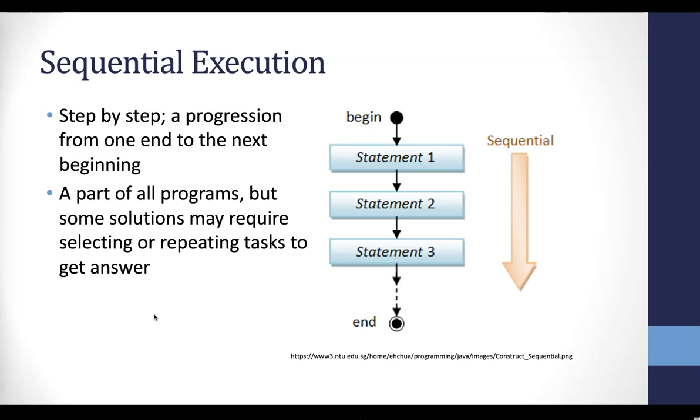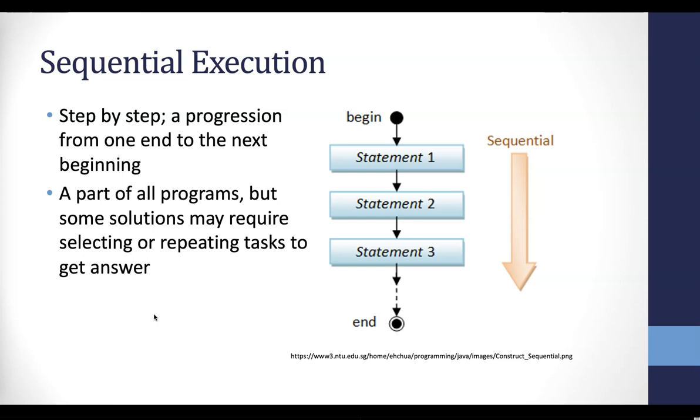Alright, so great. So we can do that. We can assess if something is true or false. But how does that really help us? In this sequential execution, we're going from statement to statement to statement to do something. For example, we're reading in a temperature, we're converting that temperature, we're outputting it.